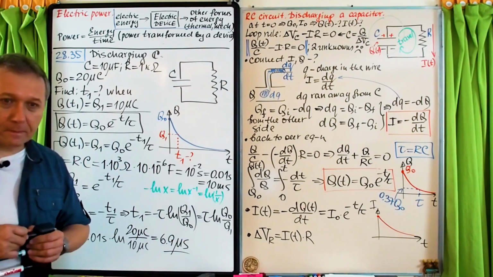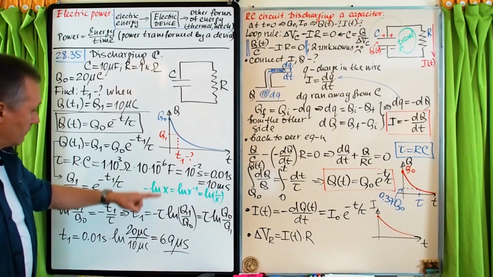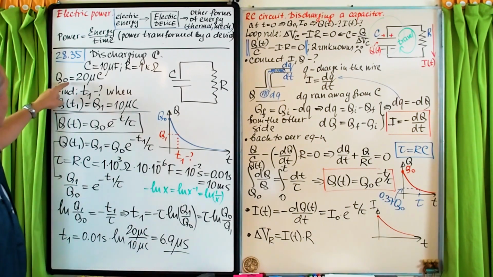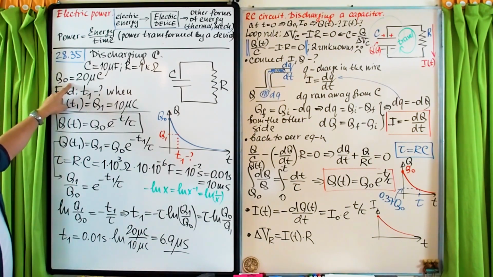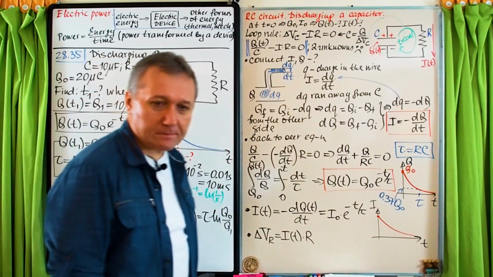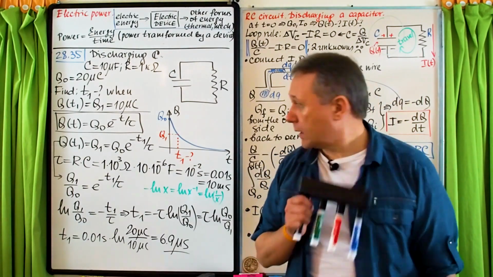Right. So at this moment of time, the charge is reduced from 20 microcoulombs to 10 microcoulombs. So it gets reduced by a factor of 2.